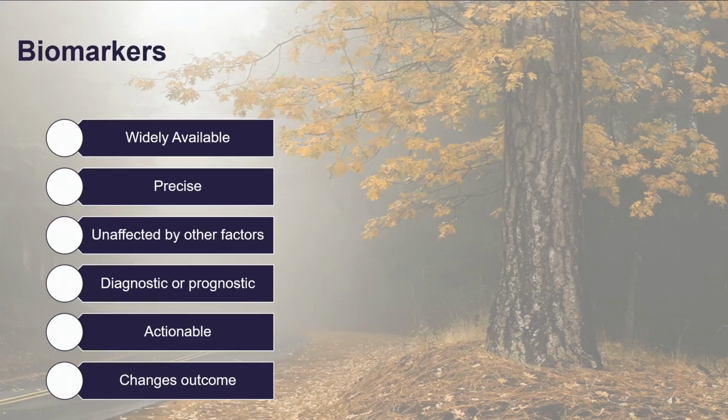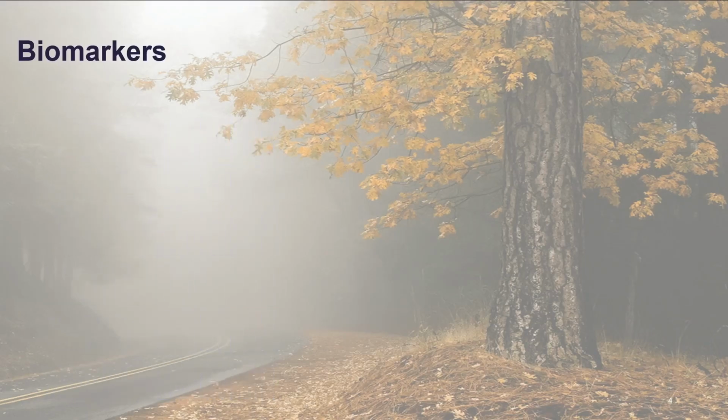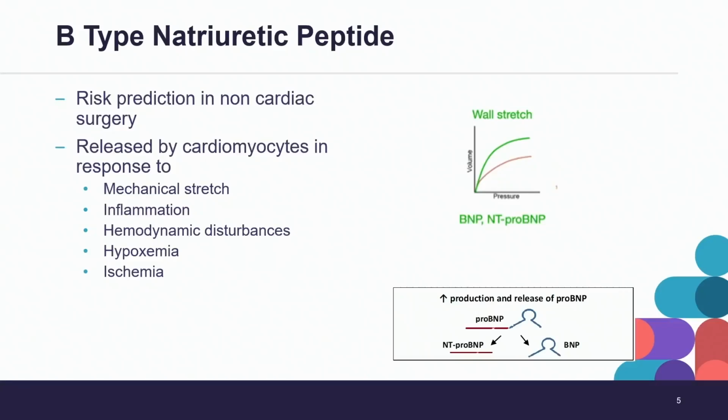The quest to find the best biomarker is not a new one and really started back in the 1970s with AST and then CKMB. But in contemporary practice, two have emerged as the most relevant and useful. It's BNP and cardiac troponin. So we'll start off by discussing BNP, or B-natriuretic peptide, first.